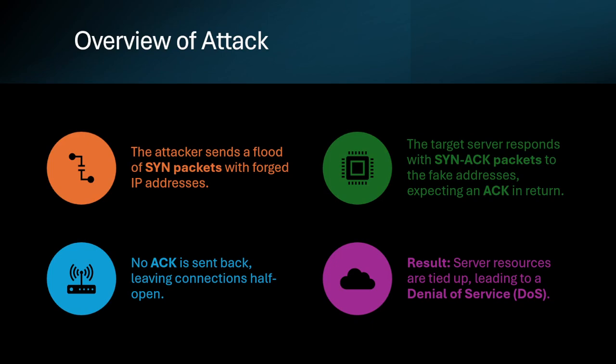The attacker sends a flood of synchronization packets with a forged IP address, and the target server responds with synchronization acknowledgement packets to the fake address, expecting an acknowledgement. In turn, no acknowledgement is sent back, leaving the connections open. So it results in denial of service.